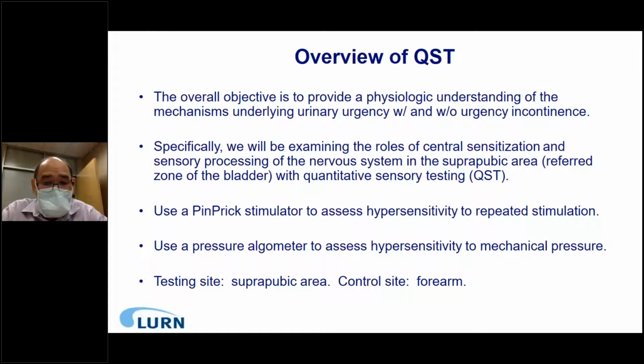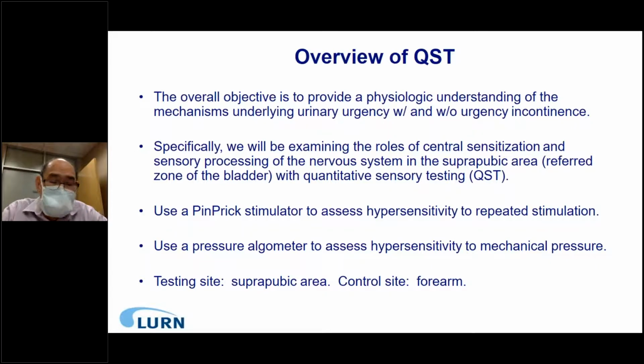Specifically, we'll be looking at the role of central sensitization, which is a physiologic phenomenon going on in the central nervous system. You could think about the central nervous system as an amplifier in your body's sensation. Your nerves in the bladder get the sensation of the urge or bladder filling. It goes through your nervous system in your spinal cord and your brain before the patient interprets the sensation of urge, or urgency, or sudden urge to go to the bathroom. So the nervous system is actually an amplifier in that sensation that your brain interprets.